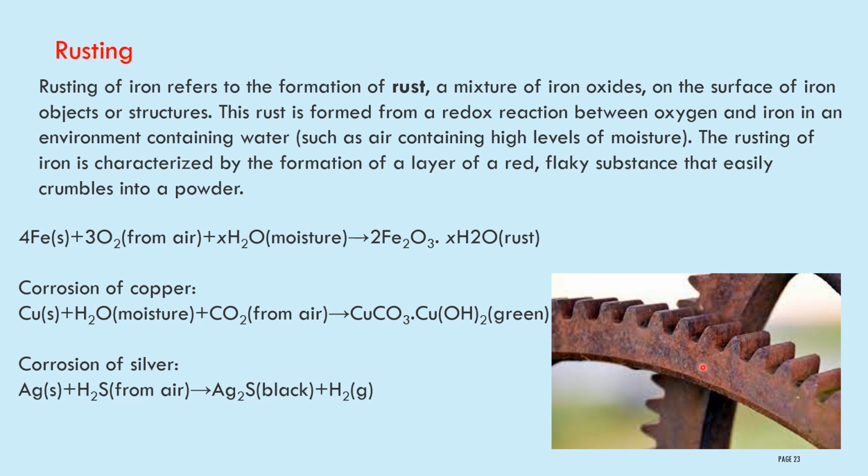When you expose iron materials to the atmosphere, it contains air. In air you have oxygen and moisture. In the moisture you have water. Then this metal will react with oxygen and water. The redox reaction occurs on the surface of the metal, and it will form the respective oxide. That process we call rusting.